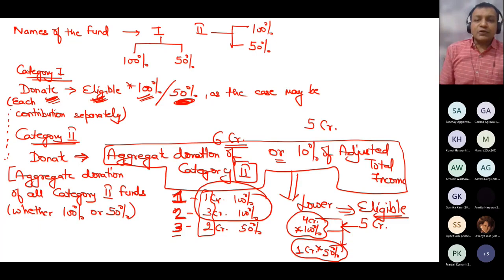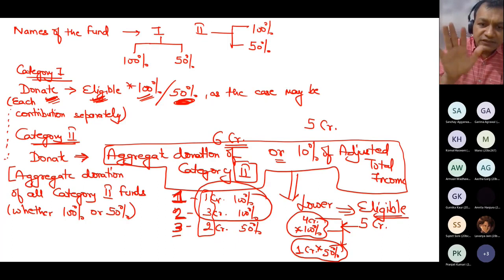What is happening in category 2? Total donation will be compared with 10% of adjusted total income. I donated 1 crore, which is eligible for 100% category 2. I donated 3 crore, which is also eligible for 100% category 2. I donated 2 crore, which is eligible for 50% category 2.